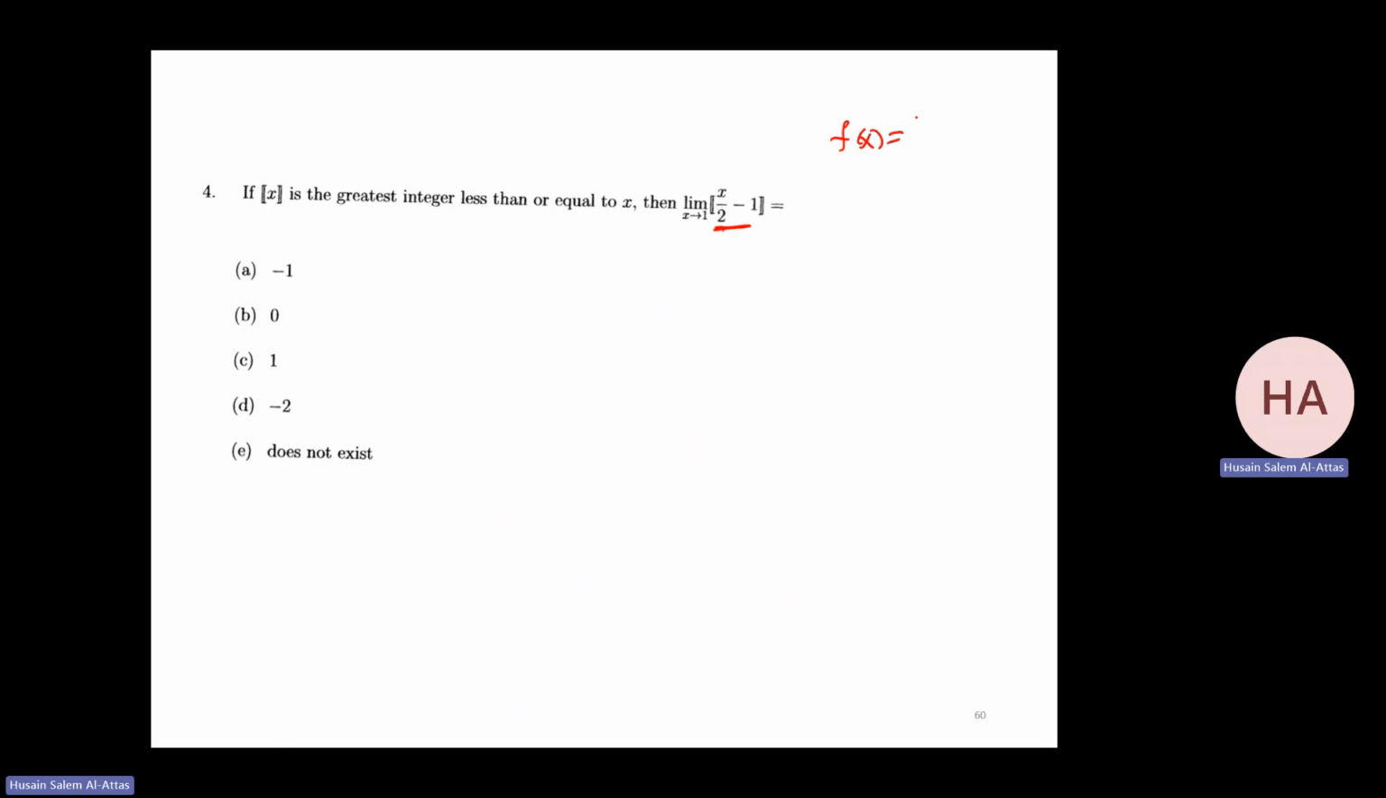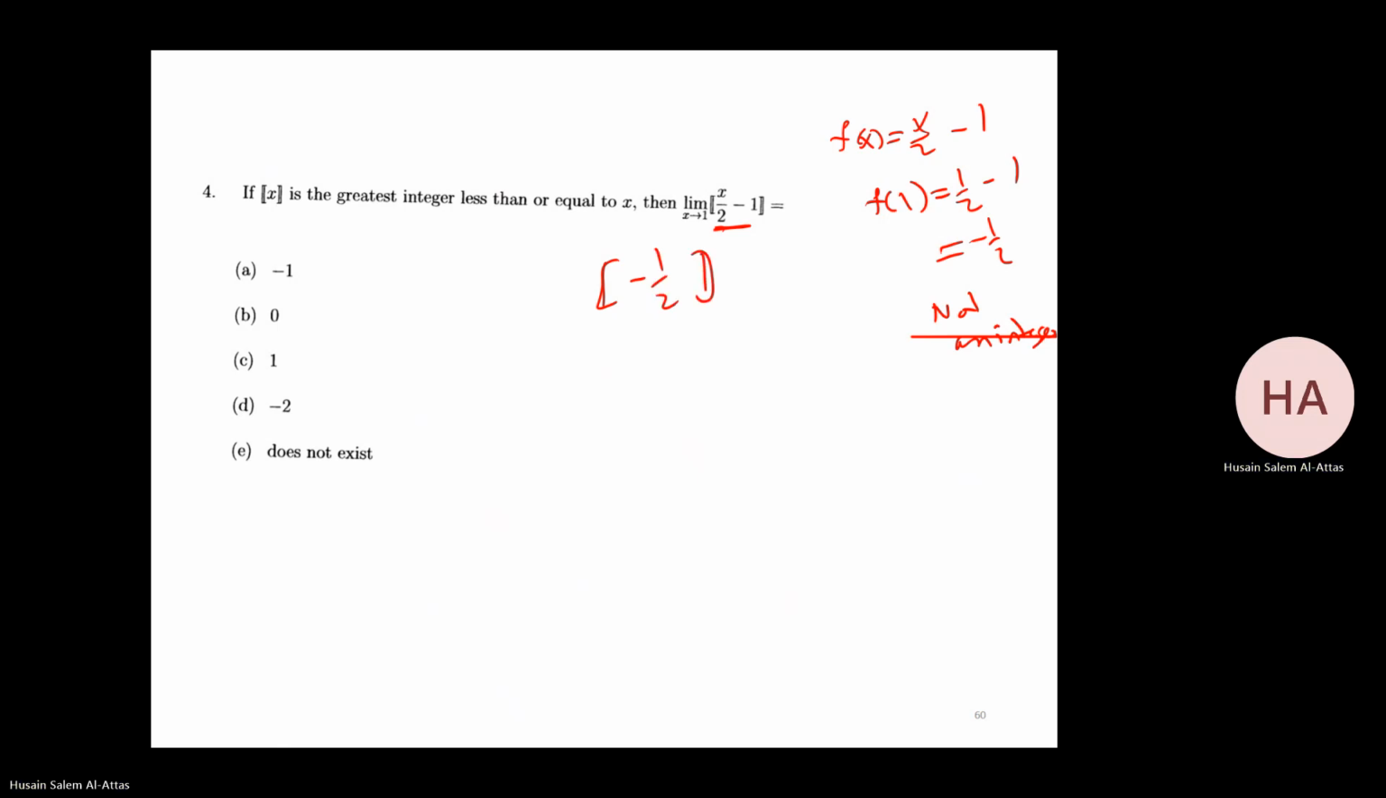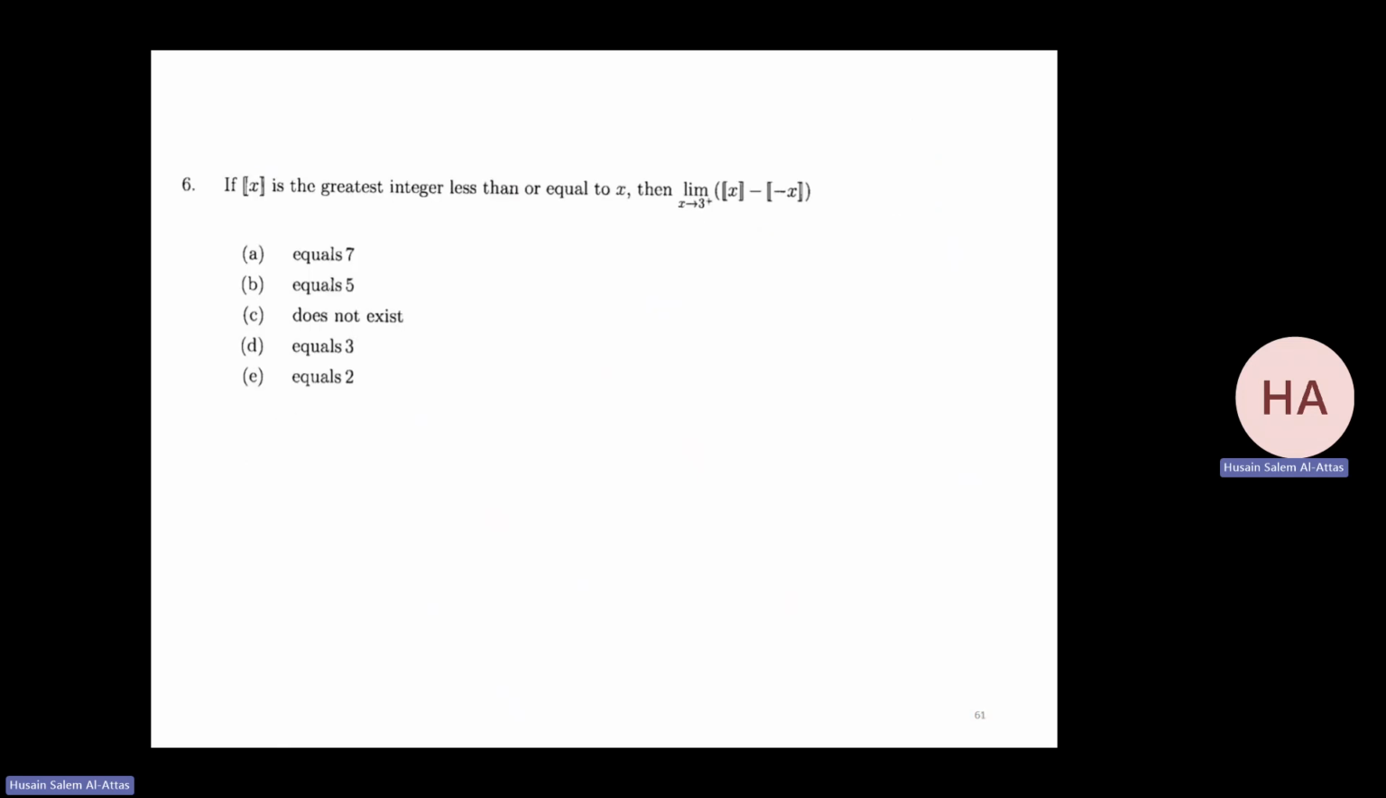Same thing here. f of x is x over 2 minus 1. What is f at 1? Half minus 1, which is minus half, not an integer. So what will the limit be? It will be the greatest integer of minus half, which is minus 1. Now I need to do it from the right, so let's do it right away.